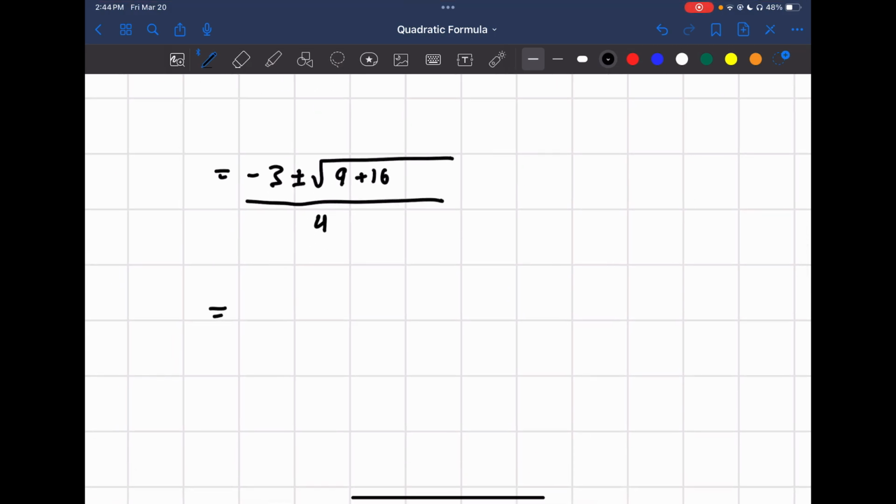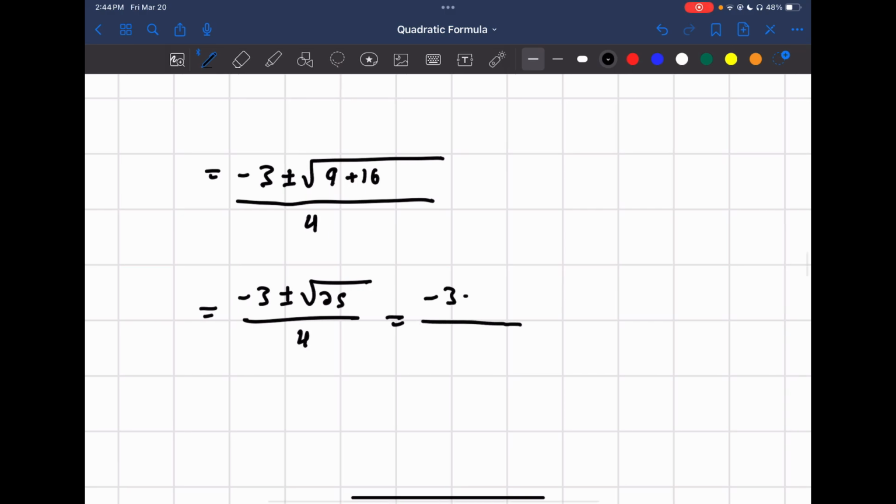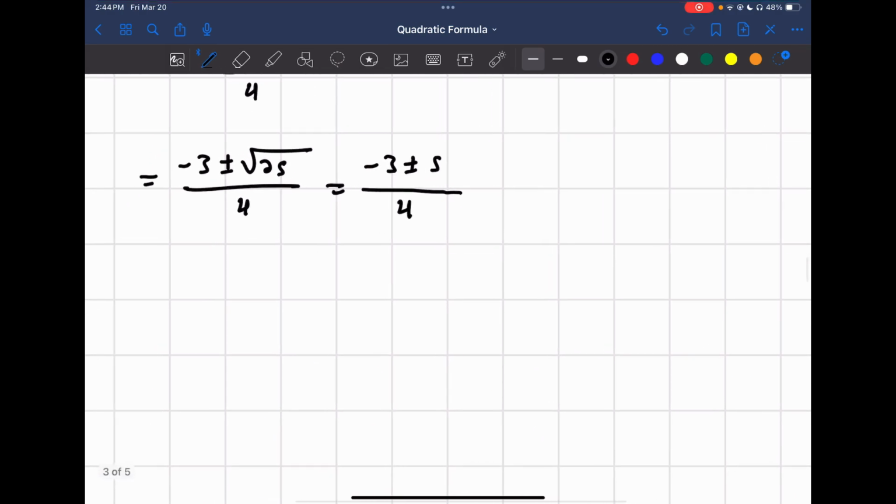Now it would be negative 3 plus or minus the square root of 25 over 4, which is equal to minus 3 plus or minus 5 over 2. And this could have two solutions because we have a plus or minus sign. So the first one is negative 3 plus 5 over 4.